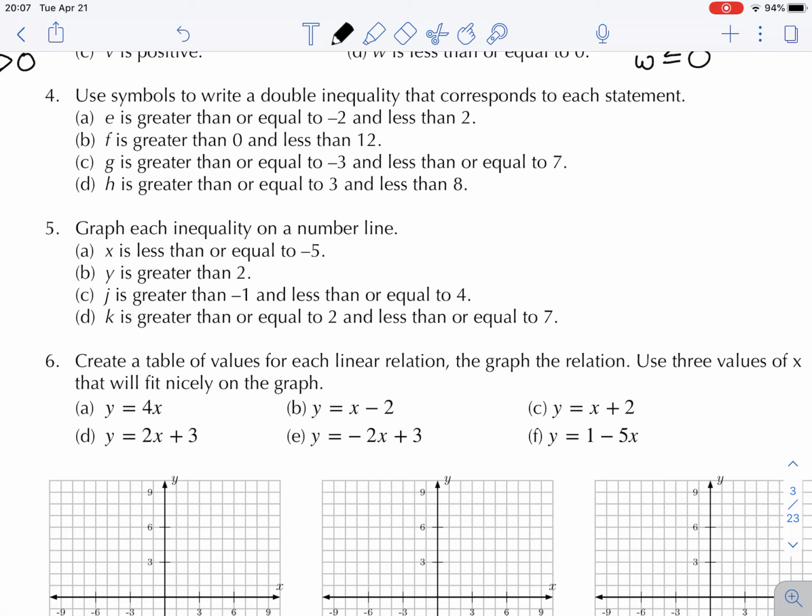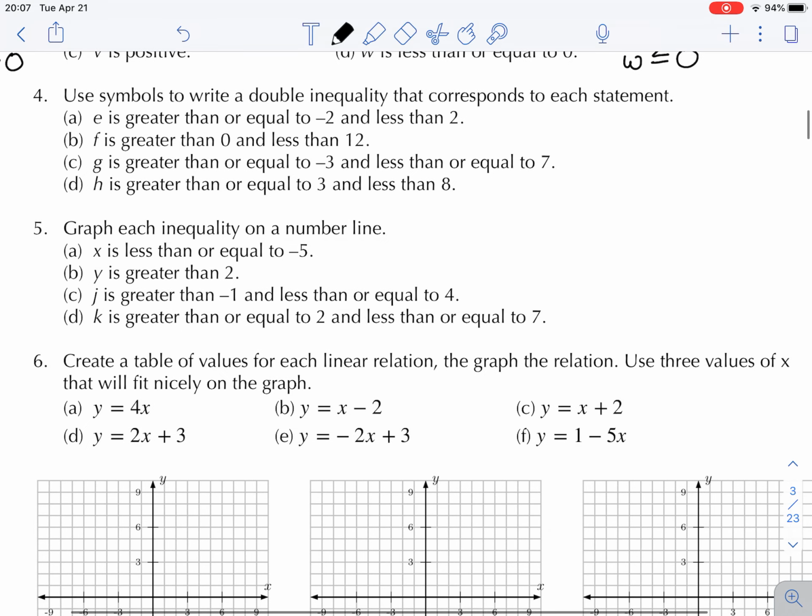Number 4, use symbols to write a double inequality that corresponds to each statement. E is greater than or equal to negative 2 and less than 2. Now, here's the trick when you want to do this. Take your smallest number. You write it first. So negative 2. Now, E is going to be between negative 2 and plus 2. So E is between those two because E is greater than or equal to negative 2. So E is bigger than or equal to negative 2. And E is less than 2.